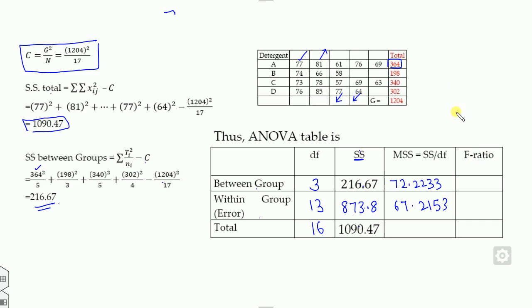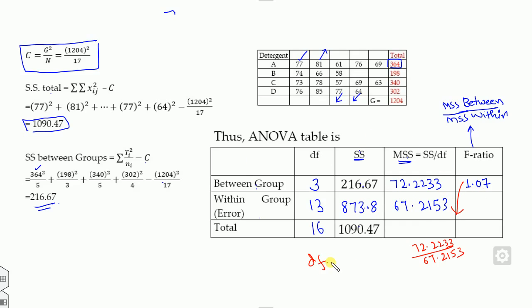What is the F ratio? The F ratio is always the between divided by the within, that is MSS between divided by MSS within. What is the MSS between? That is 72.2233 here, divided by this. If you divide them, you will get 1.07. So how do you obtain this number? 72.2233 divided by 67.2153, and you will get 1.07. So this is the ANOVA table.